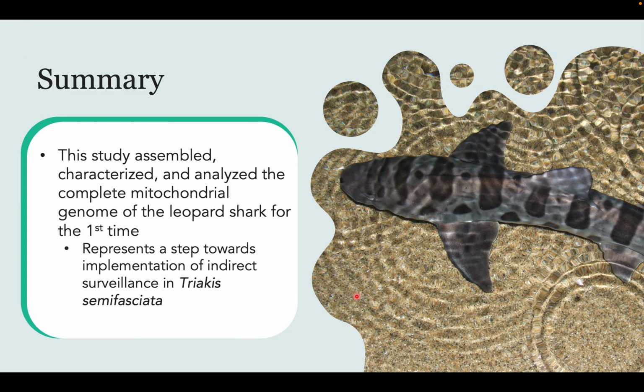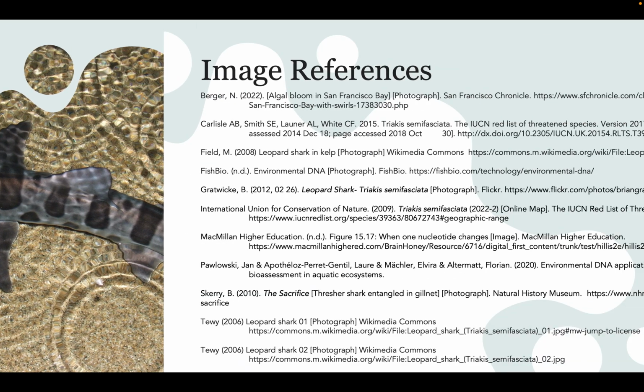This study for the first time assembled, characterized, and analyzed the complete mitochondrial genome of the leopard shark, which will serve as a genomic resource to support conservation efforts focusing on Trichostomia fasciata. This study represents a step forward towards implementation of indirect surveillance in the leopard shark.